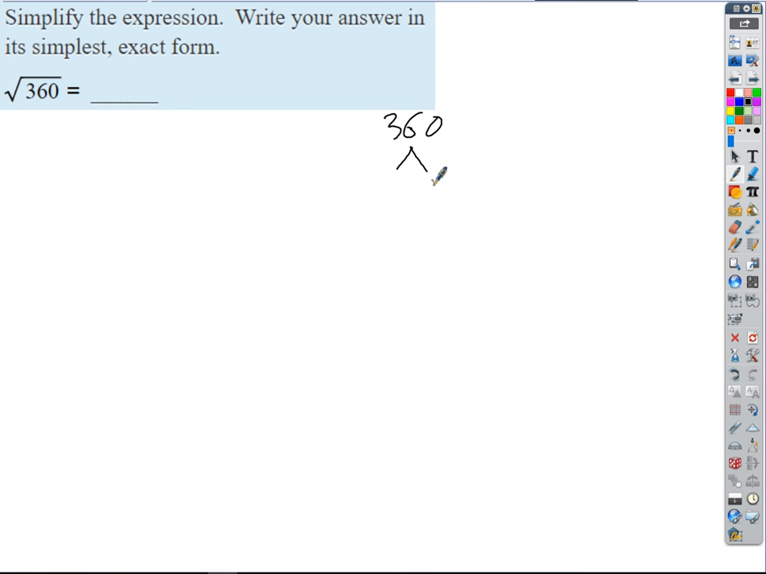So 360. Now, if the number ends in 0, 10, good, we know that 10 goes into it. So this is 10 times what? 36. Good, and 10 breaks up into 5 and 2, good. How about 36? 4 and 9. Yeah, how about 4? How about 9? Okay, why do we do that?